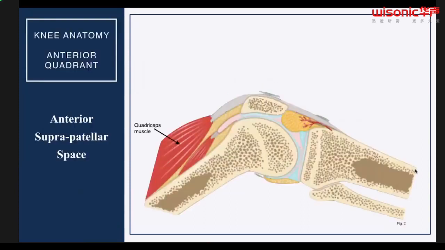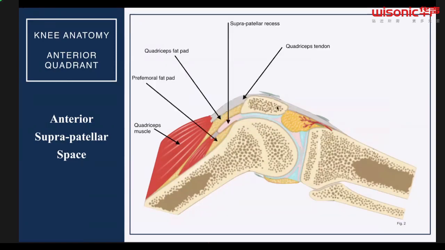So if we look here, this is a diagram of the knee. So when we're in this anterior, so right here, the suprapatellar space is where we are. We're going to see the quadriceps muscle here. You see the tendon right here attached to the patella. And there's a couple other structures that are really important here. So you see this quadriceps tendon, like I was saying, but just deep to that, you're going to have the quadriceps fat pad right here, which is really important.